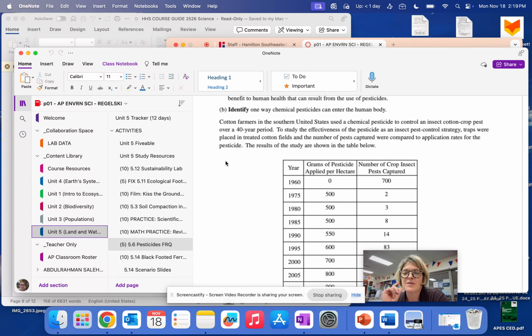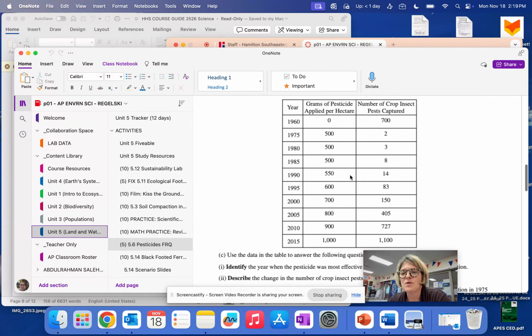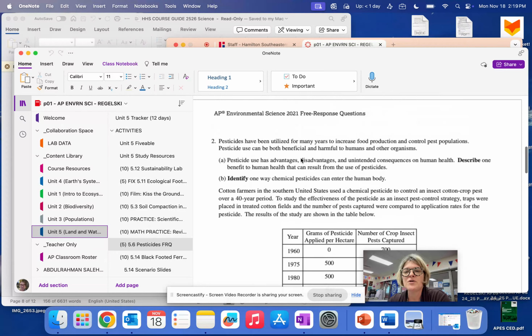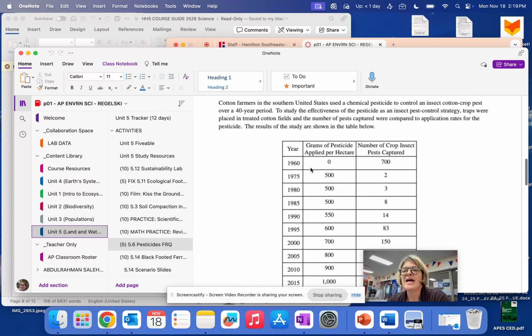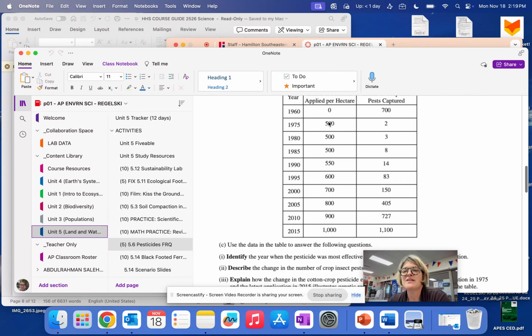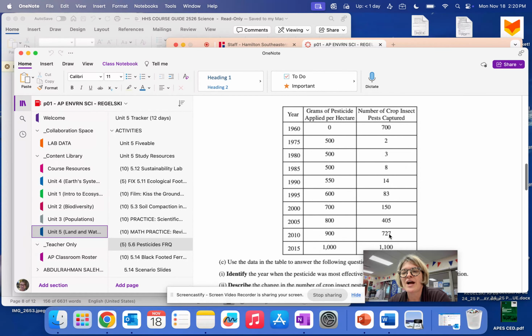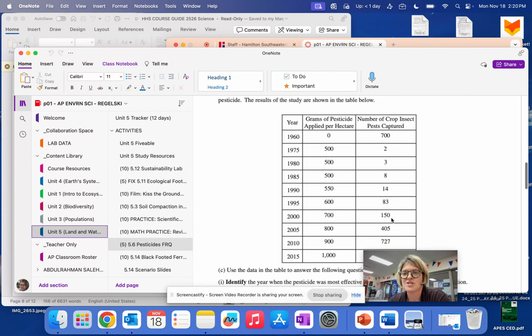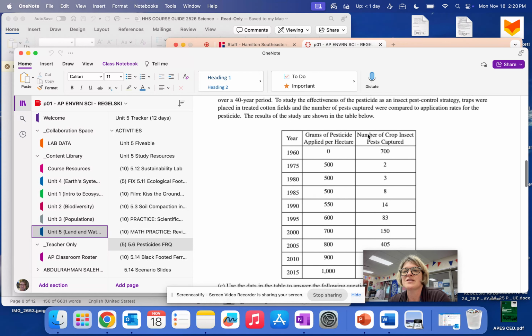Another hint and tip that I like to give my students for completing FRQs is when you see a table or a chart or a graph, before you even start answering the question, go ahead and read the prompt up above. Usually there's a small paragraph like this one above a chart or graph. So they give you that information and then they give you the chart or the graph. And so you can figure out what the chart or graph is telling you before you even start answering the questions. Now, one thing I want to point out that was a little bit confusing to my students yesterday or today as I'm recording this video is that number of crop insect pests captured.